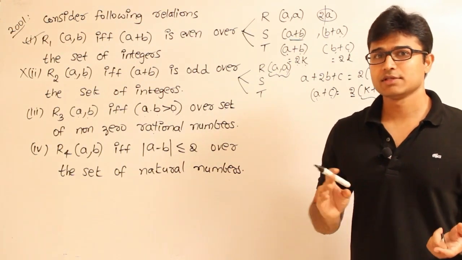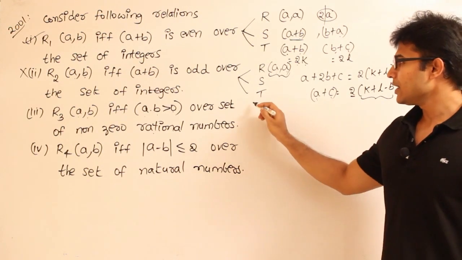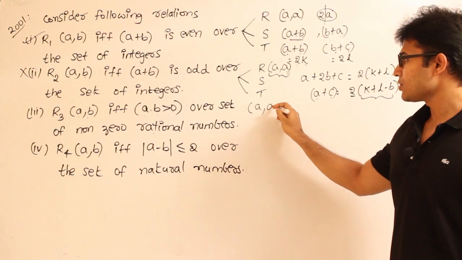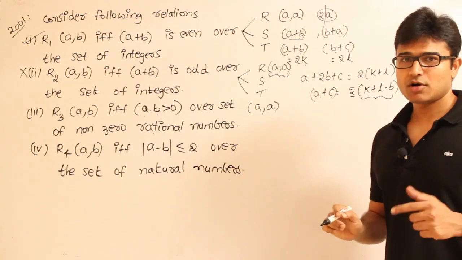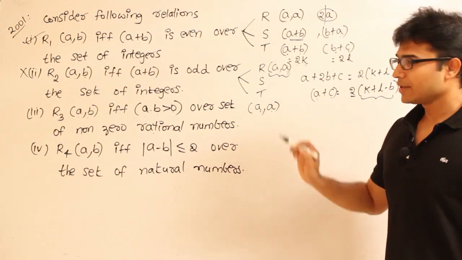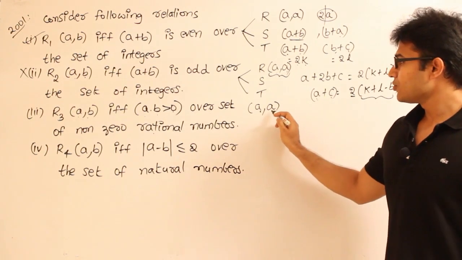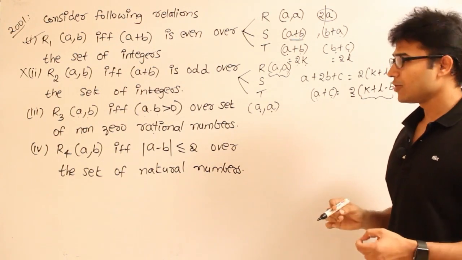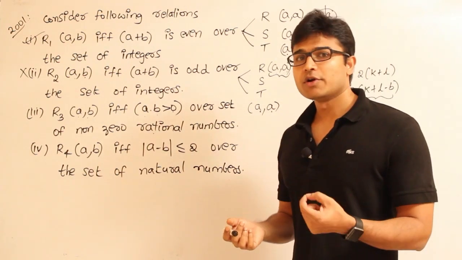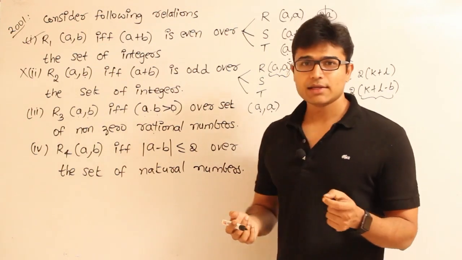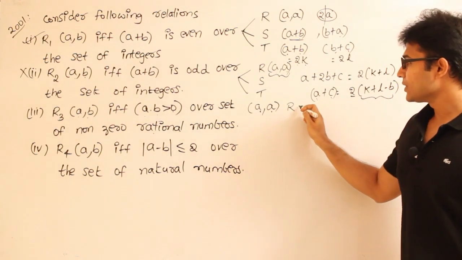Any rational number which is not 0, right? Therefore, if you take any two rational numbers of type a into a, either a will be positive or a will be negative, and if you multiply them, the product of two positive numbers is positive and the product of two negative numbers is also positive. Therefore, the product is always going to be positive, so all the diagonal elements will belong to the relation R3, and so we can say that it is definitely reflexive.